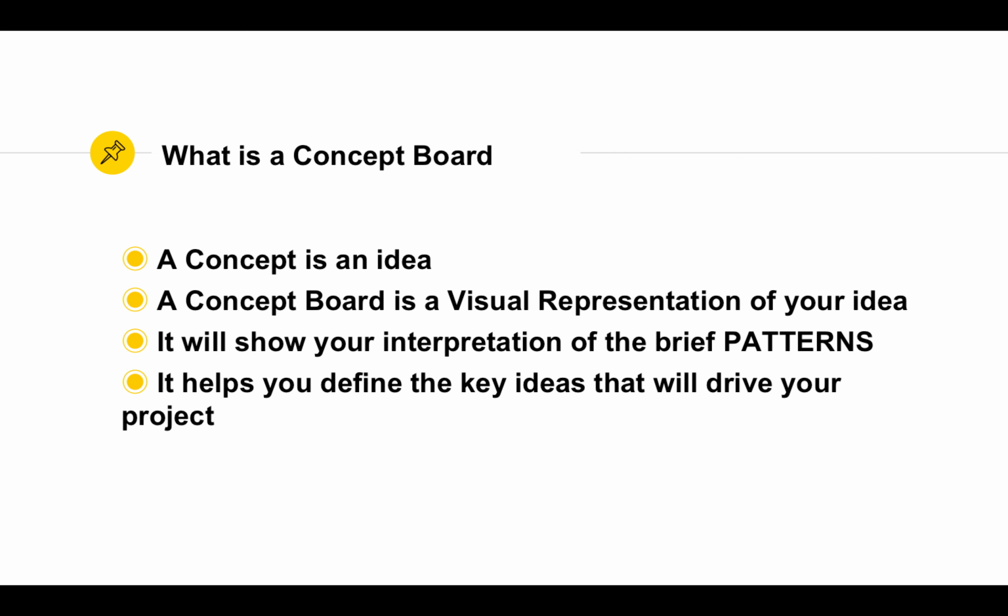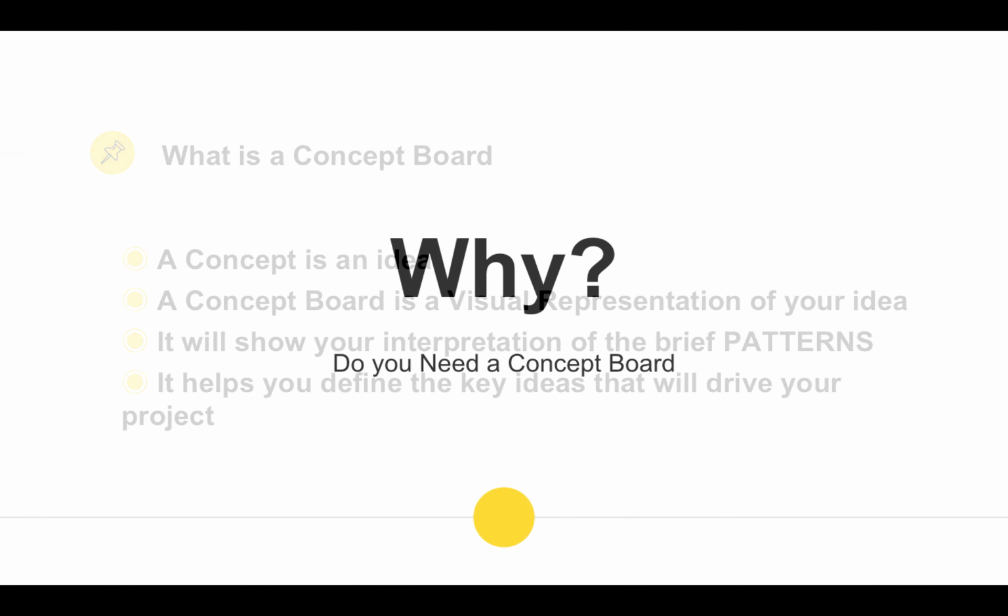We're using this board as a defining point in our design process that we can look back at and say, okay, this is my project, this is what it's about, so that we can keep focused on that as we move throughout. Very important learning point in creative digital media or any creative subject: how to work to a brief or an idea. And our concept board helps us do that.